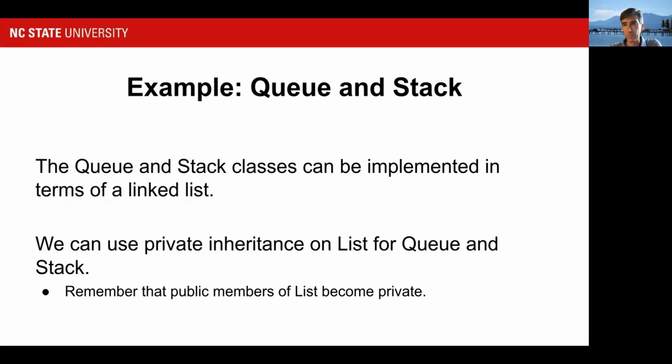Likewise with stack. If we privately inherit from list inside the stack, then we block off all the other list member functions from being used publicly. They become private, and we get to carefully control what gets exposed through the queue's and stack's interface. And so we can use private inheritance from list to make a queue or a stack. The key thing to remember is that we'll be able to access all the members of list within the queue and stack, but from outside the queue or stack, the public members of the list won't be visible.